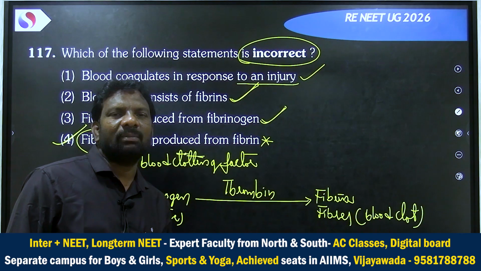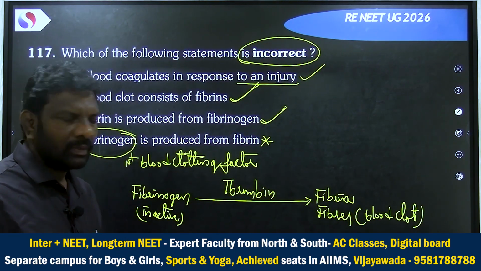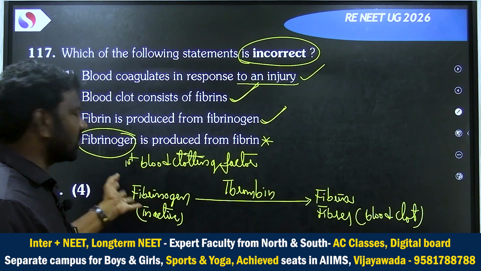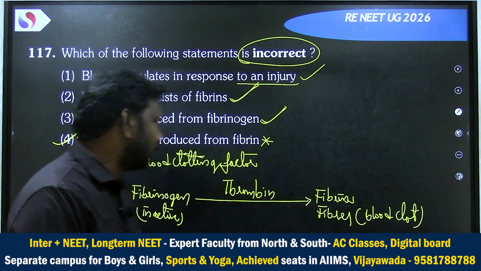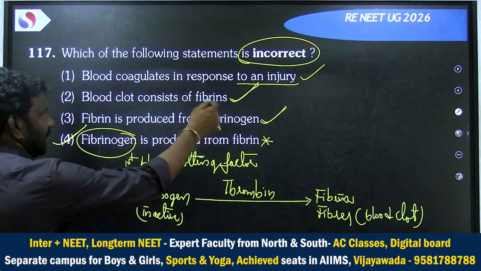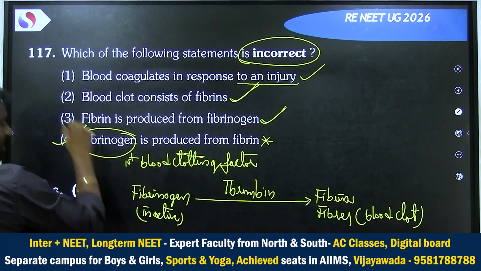So there are 13 blood clotting factors. In the 13 blood clotting factors, the first one is fibrinogen, that is given in NCERT. So guys, I think you got the clarity. So next question.